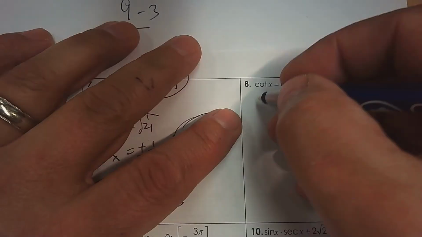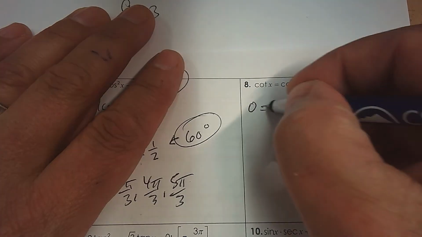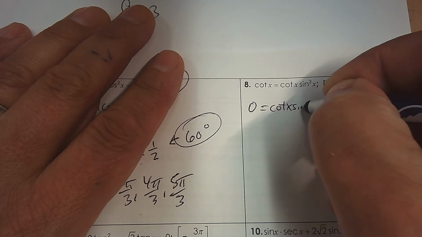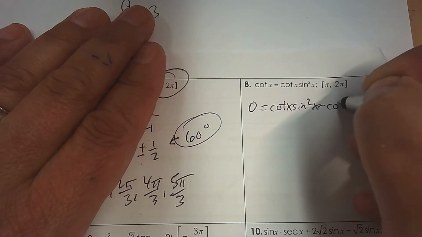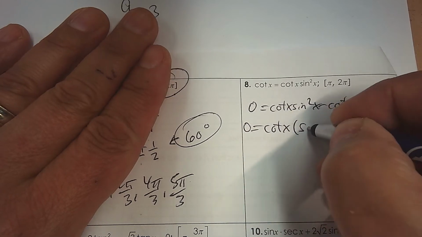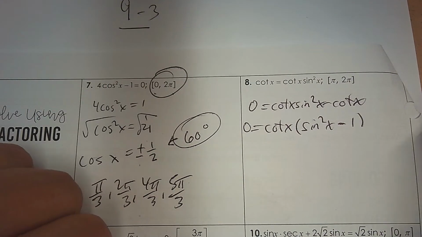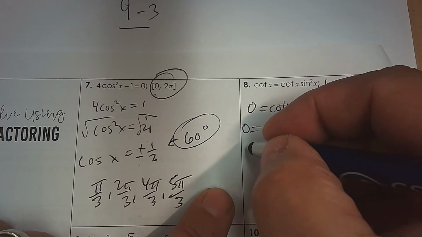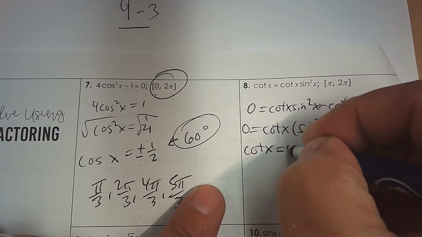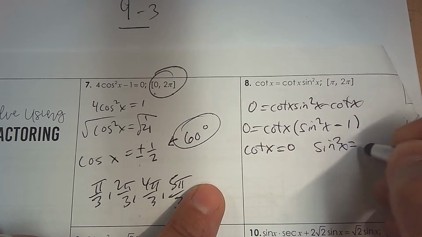factor. So I can tell that, first of all, I need to make it equal to 0. So I'm going to subtract cotangent. Then I'm going to factor it out. So both have a cotangent x. So factor it out, and what you're left with is sine squared minus 1. Each one equal to 0. When is cotangent equal to 0? And when is sine squared minus 1 equal to 0?